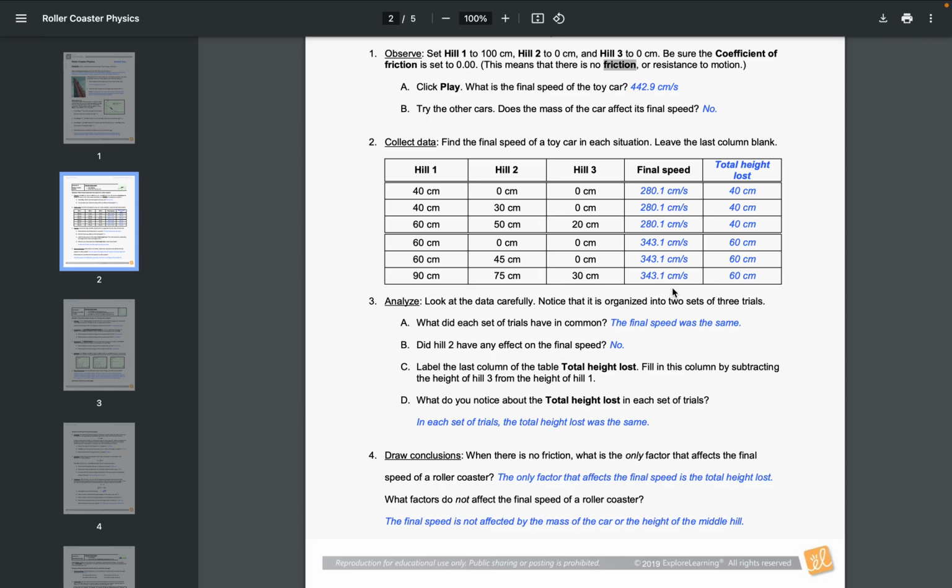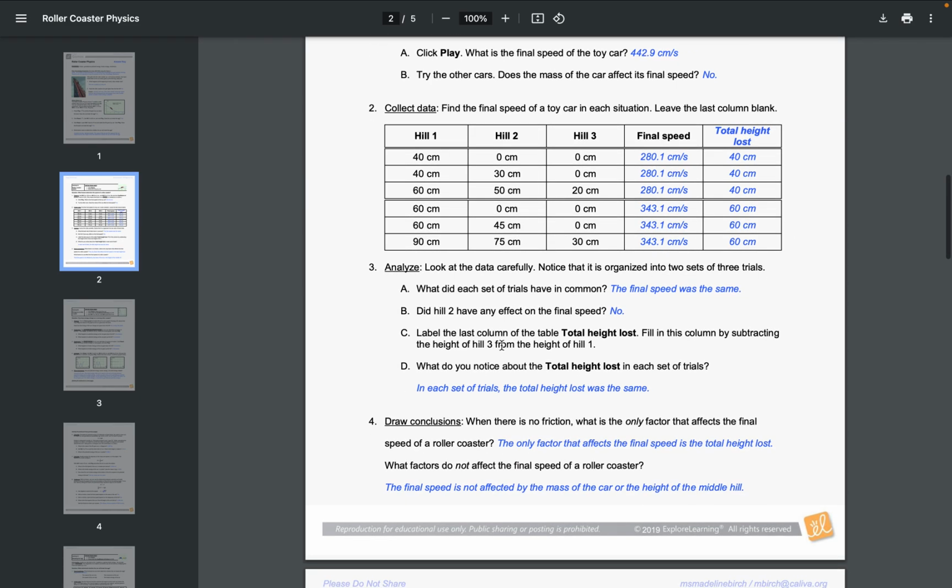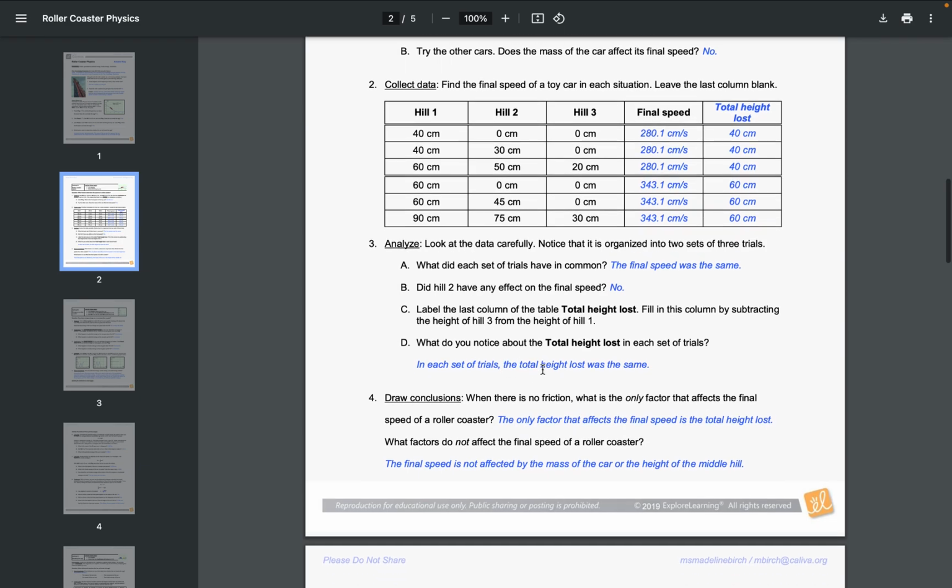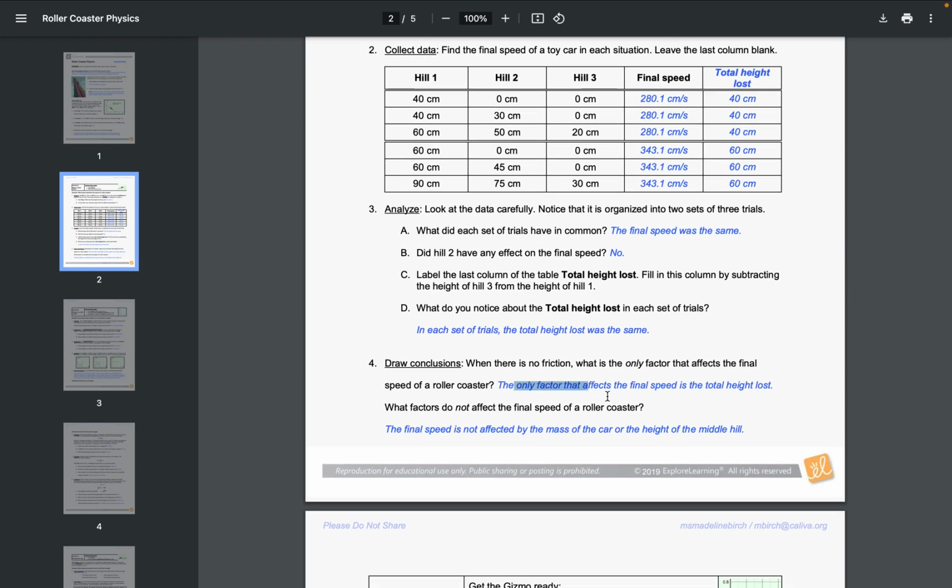So looking at the data, what was the correlation there? It was the total height lost, because the first three, regardless of hill 1, hill 2, had the same amount of height lost. Same thing going on here for the second set of three. They have different hill 1, different hill 2, but the total height lost was the same for those three, and they ended with the same speed. That leads us to the conclusion that the only factor that affects final speed is the total height lost.